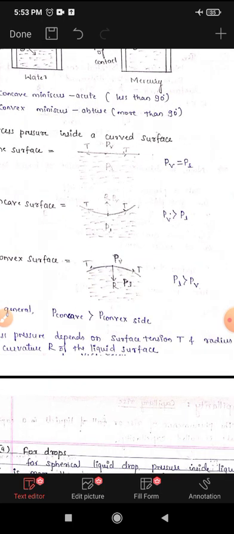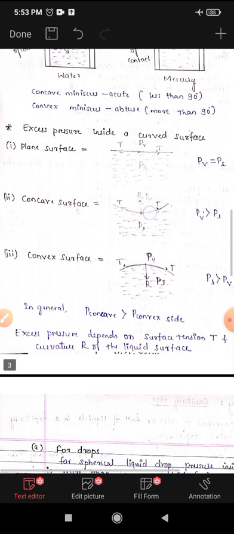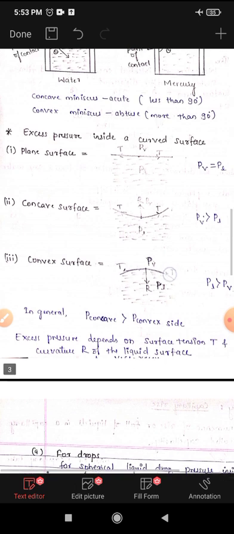So by saying this concave and convex, we can say in general that the pressure at a concave side is greater than the convex side. See, here it is a concave surface, this is concave upward. So this concave upward has the pressure greater at the vapor side. As in the case of convex also, this convex surface is having a concave downward.